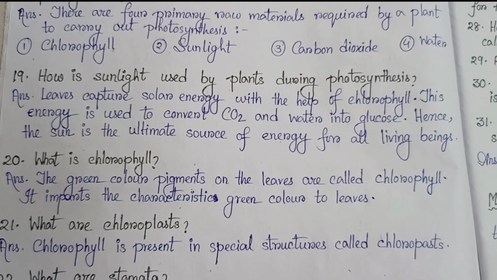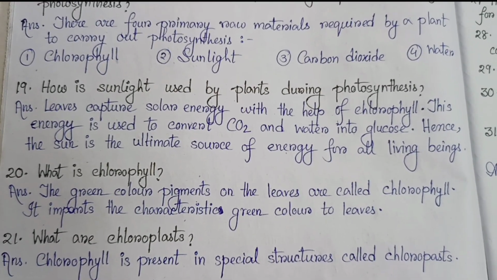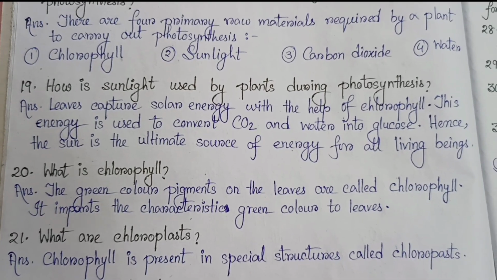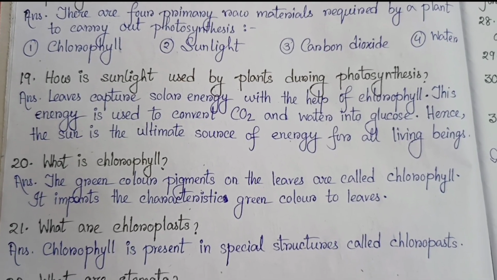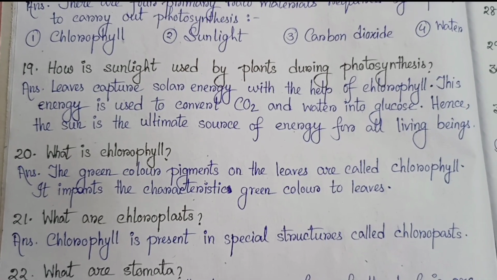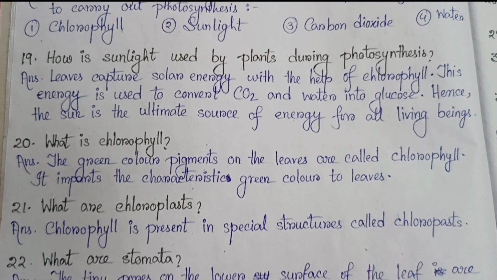Number 19. How is sunlight used by plants during photosynthesis? Leaves capture solar energy with the help of chlorophyll. This energy is used to convert CO2, carbon dioxide, and water into glucose. Hence, the sun is the ultimate source of energy for all living beings.